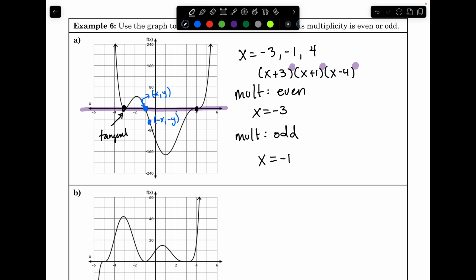It means that the factor of x plus 1 is raised to the power of 1, or maybe 3, or maybe even 5. I don't think it will be that high because, again, the curvature doesn't look relatively fat. It looks like it's just going through. So that looks like a multiplicity of 1, an odd number. And the same thing is happening here at this location right there.